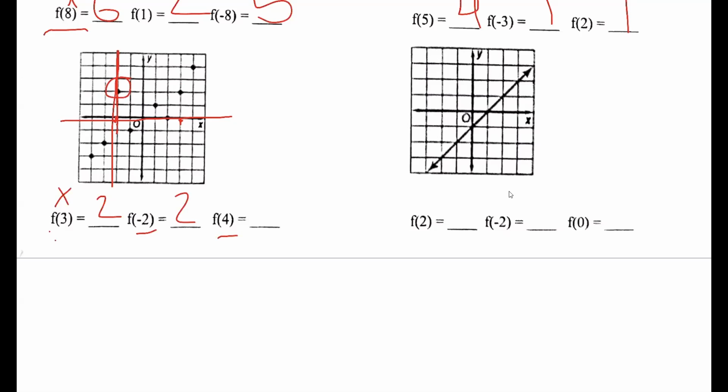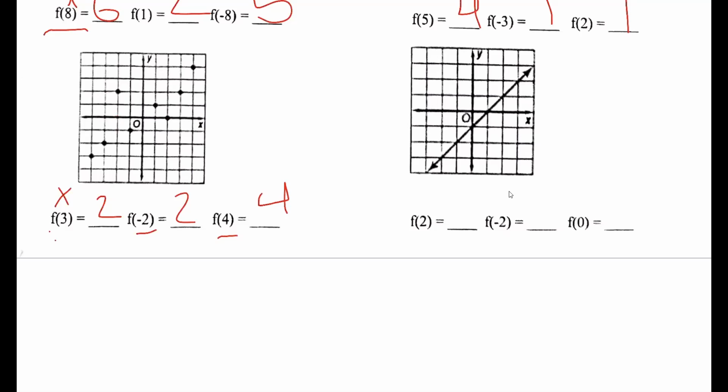F of 4, you go over 4 on your x-axis. You want to see how far up or down you have to go to get to a point. So you have to go up 1, 2, 3, 4, because that point is 4, 4. Let me know if you have any questions about the graph ones.